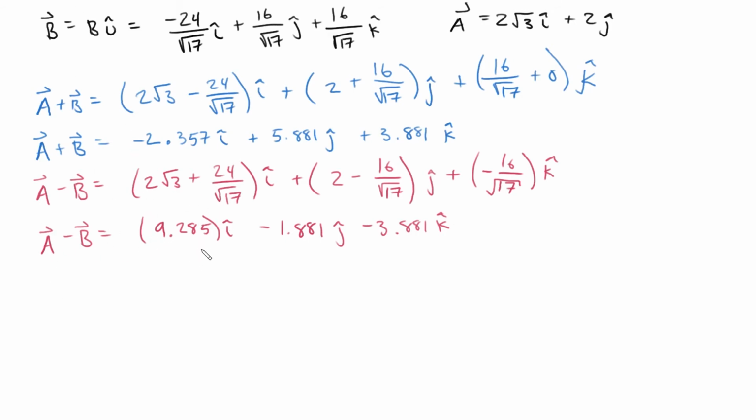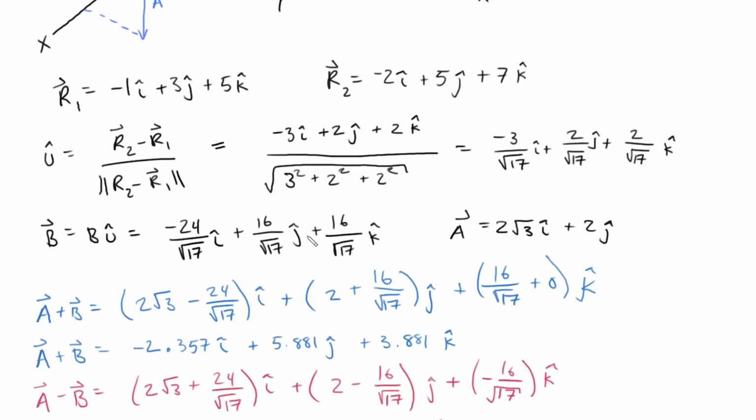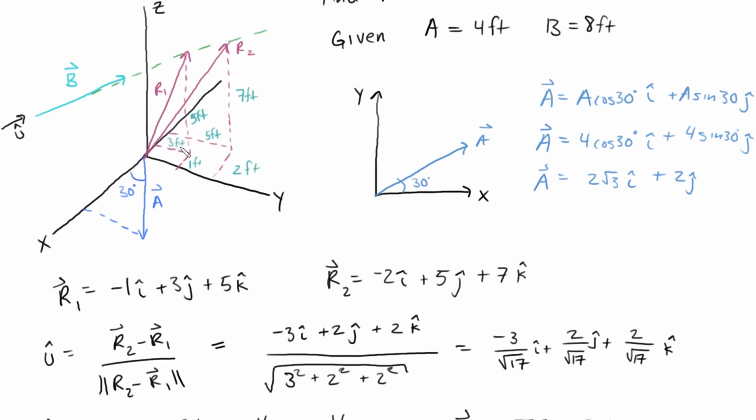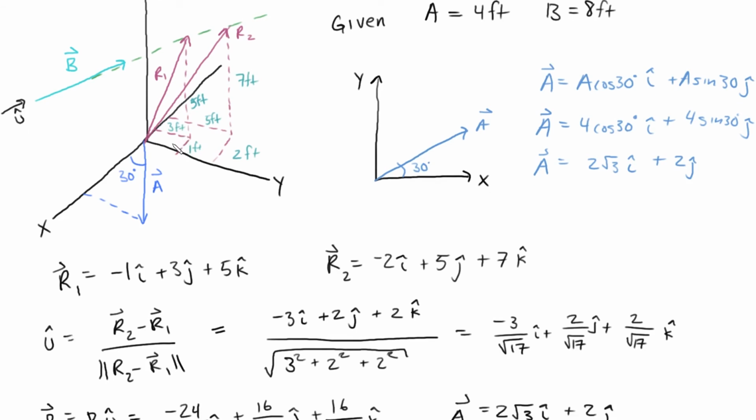So we get positive i minus j minus k. So we're doing a minus b. Ooh, this is kind of difficult to visualize. So a minus b, a x is positive, b x is negative. So we get a positive value when you subtract. Oh, we subtract them. So this is going in the x direction.